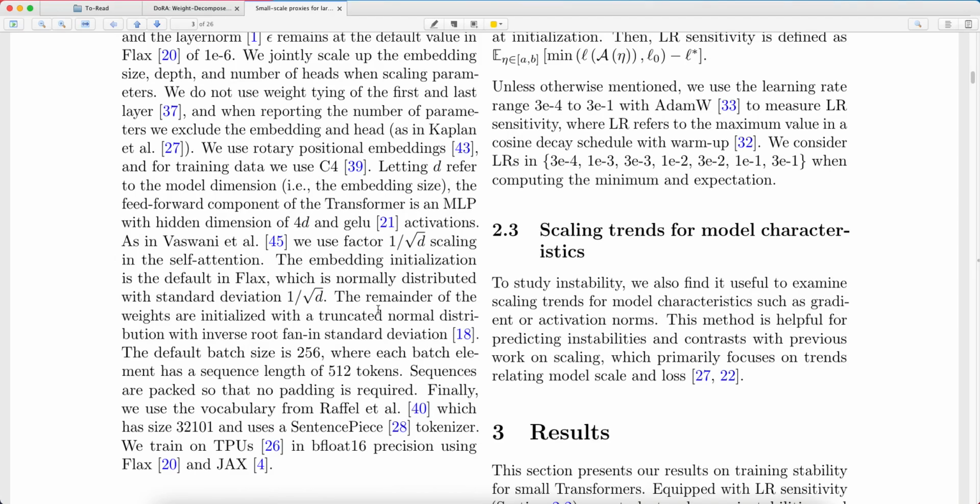The remainder of weights are initialized with a truncated normal distribution with inverse root fan-in standard deviation. Not sure what that means. Default batch size is 256. Each batch element has a sequence length of 512 tokens. Sequences are packed. We use the vocabulary from this, which has 32,000 and uses a SentencePiece tokenizer we train on TPUs. All right, I will bite. What does this mean? Truncated normal distribution with inverse root fan-in standard deviation.